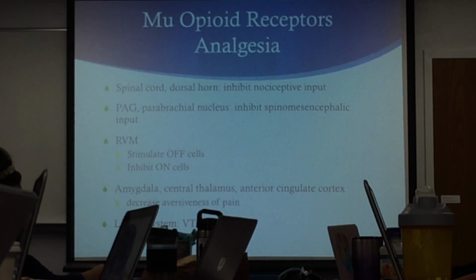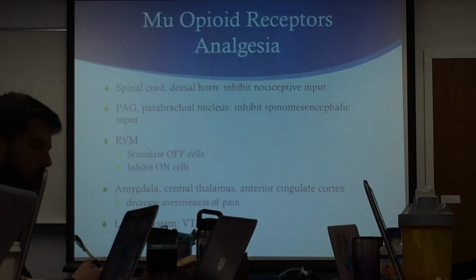So the typical anecdote from giving opioids: you give, say, a patient that's had pretty major surgery opioids, and you ask them, does it still hurt? And they'll say, yeah, but I don't care. And so that's a good example of how these two tracks are fundamentally different. So opioids are much more effective at inhibiting the spinomesencephalic tract than the spinothalamic tract.